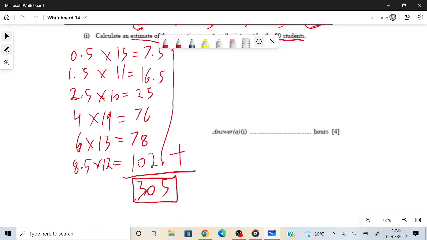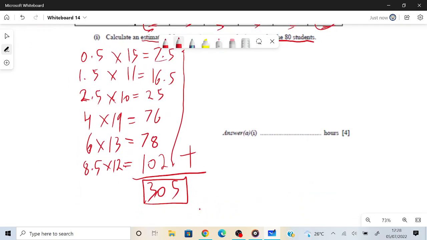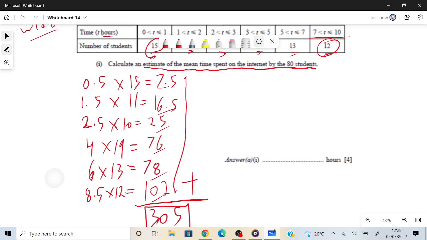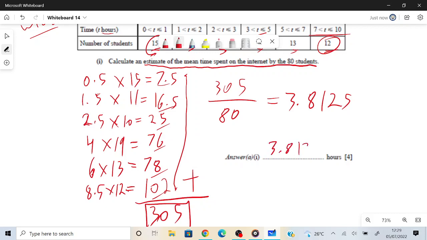So once you have summed up all the calculations that we did, that's 0.5, 16.5, 25, 76, 78, 102, sum them all up and divide them by the frequency. So 305, just write that again, 305 all over 80, because that's the total frequency, 80 students, and doing that in your calculator, this is 3.8125. Now they could ask you to round it up to maybe one decimal place, which in this case would be 3.8, but I'll just write the whole thing.